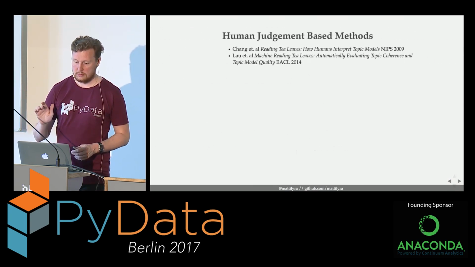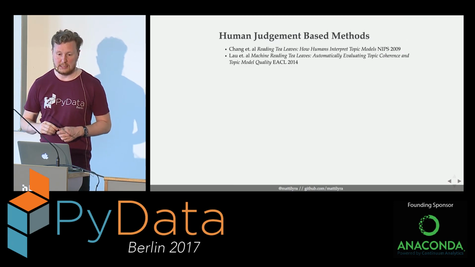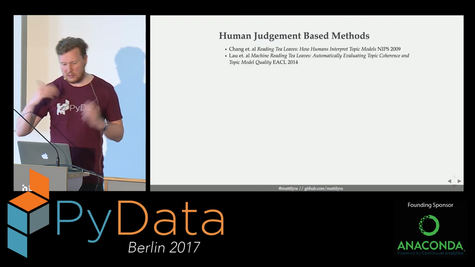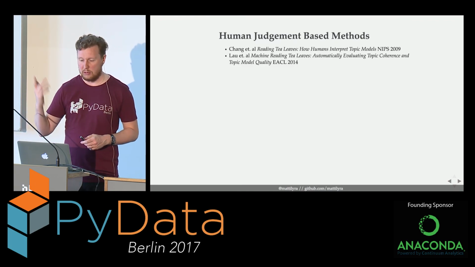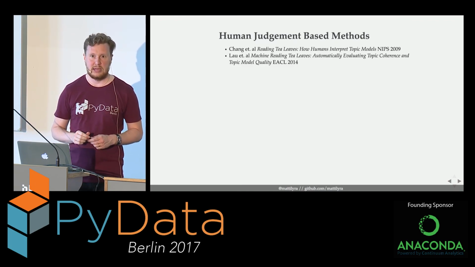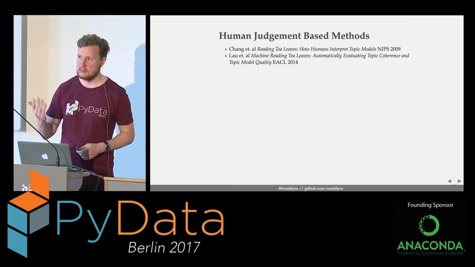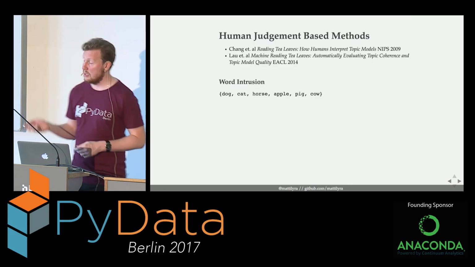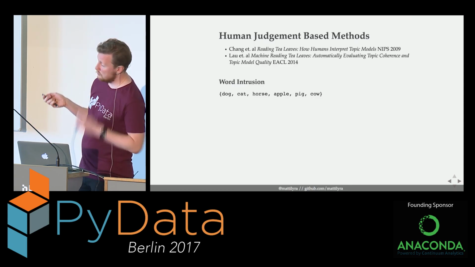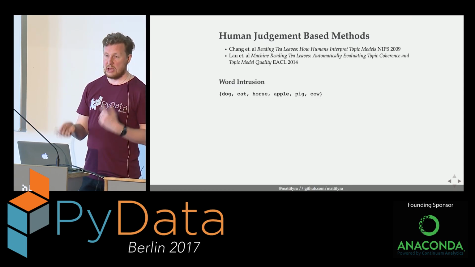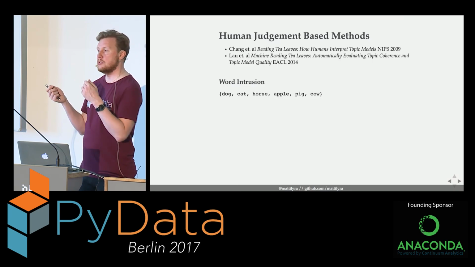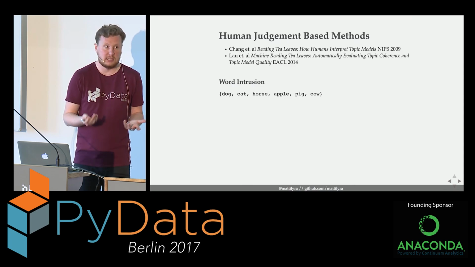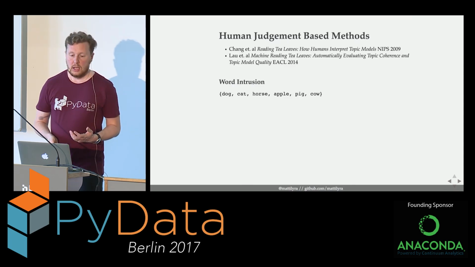So, finally, human judgment-based methods. This research is coming off the fact that at some point people noticed that perplexity is a bad thing to do, so let's try to figure out what's nicer. In the Reading Tea Leaves paper, they developed two different tasks to measure how well the predictions of the model correspond to our intuitions of what topics are or should be.